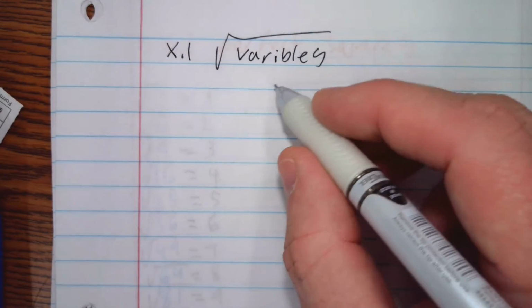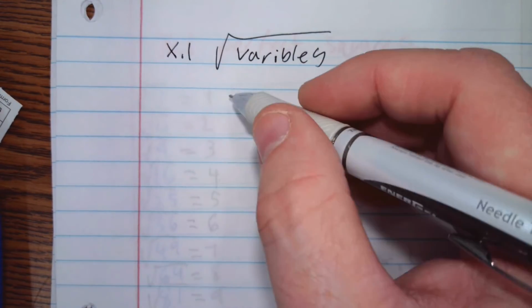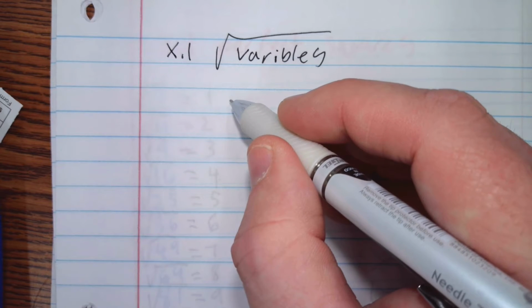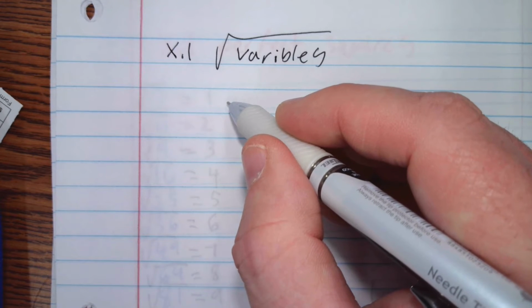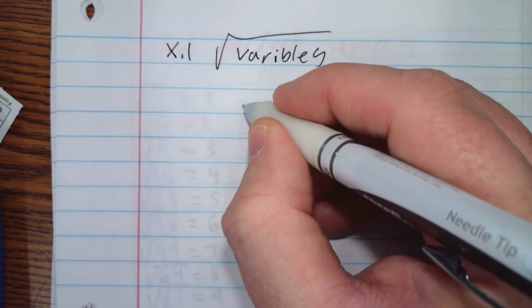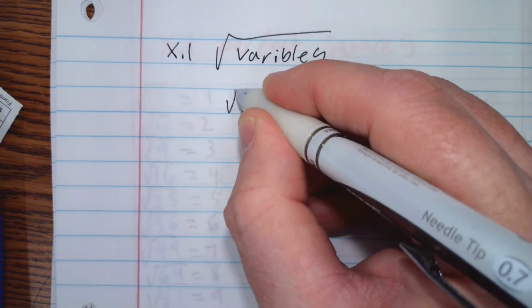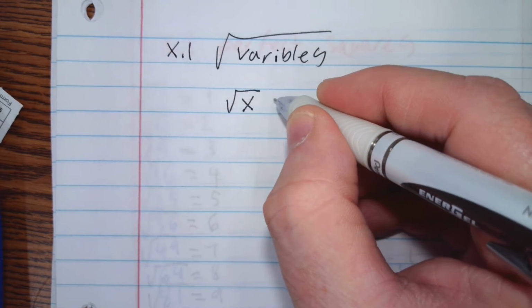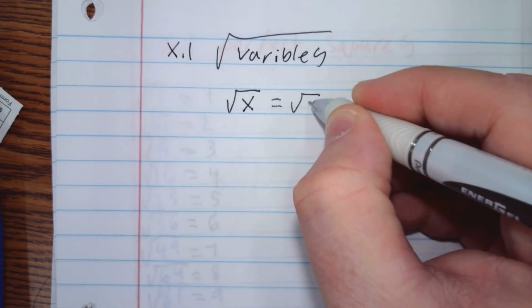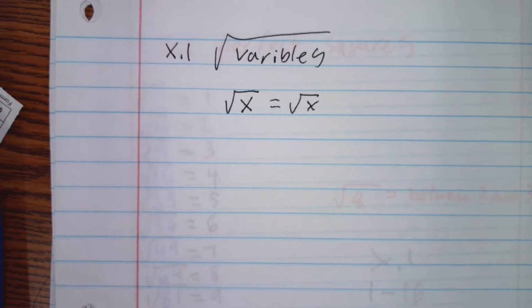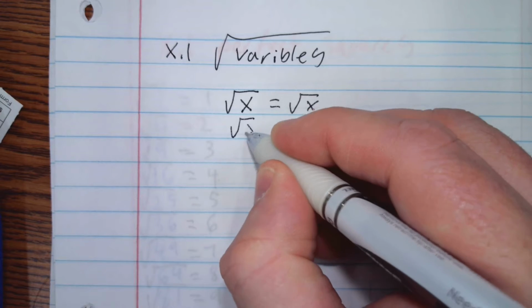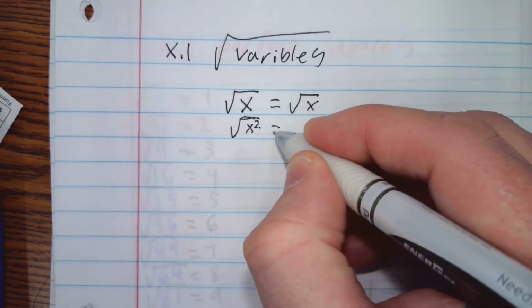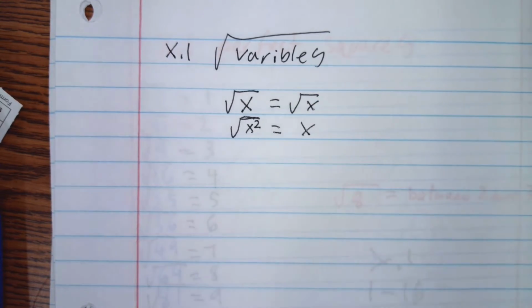And so we're going to go through patterns. That's what we just did. And so we're going to use our ability to do patterns to kind of see what would happen. So let's see. The square root of x is going to equal the square root of x. Well, that didn't do very much. So the square root of x squared is going to equal x.